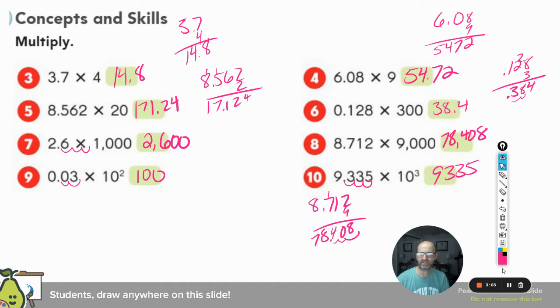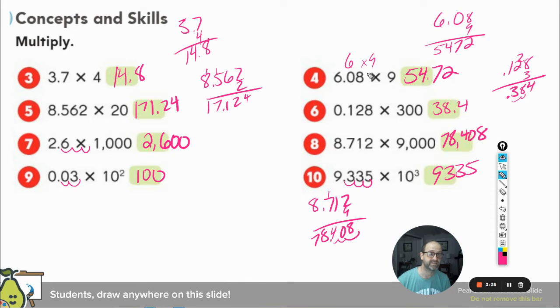All right, do we agree? Let me show you what I did here. For this one, I just did 3 7/10 times 4. I multiplied it out, and I used estimating. Since this is about 4 times 4, my answer would be close to 16. That helped me place the decimal right there on that one. This one here, remember I ignore the decimal, multiply, and then I locate the decimal. I got 5472, and then this was approximately 6 by 9, so my answer is going to be close to 54, which is how I got the decimal right there.